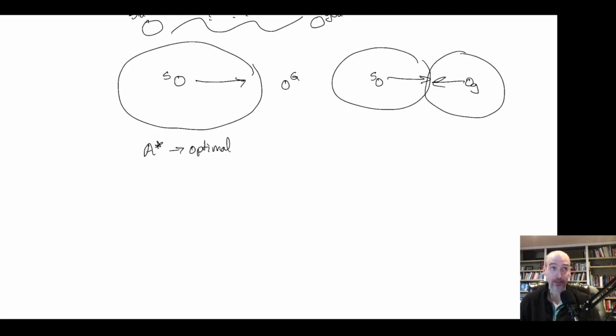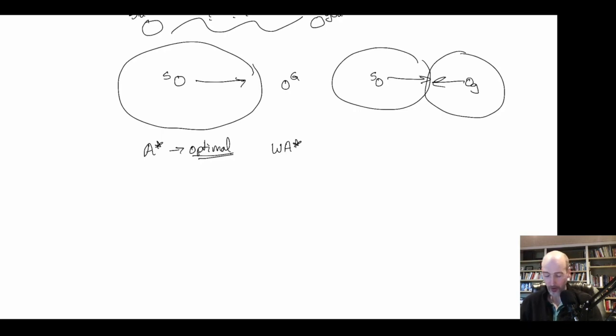Now, it actually means several different things, what it means to be optimal. And so we're going to look in detail at what it actually means for A-star to be optimal. But there are also very simple variants like weighted A-star. Okay, so weighted A-star can find suboptimal solutions.